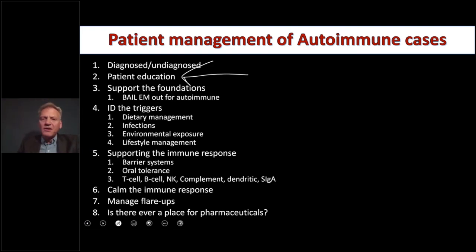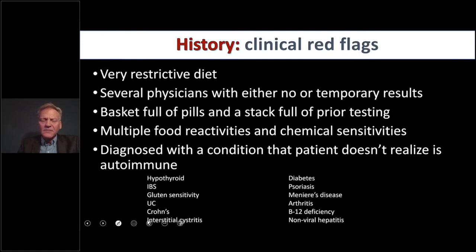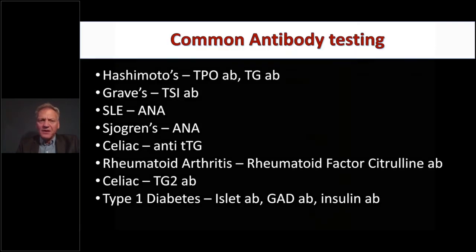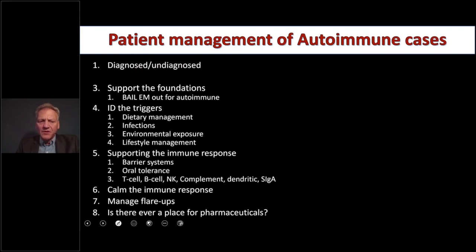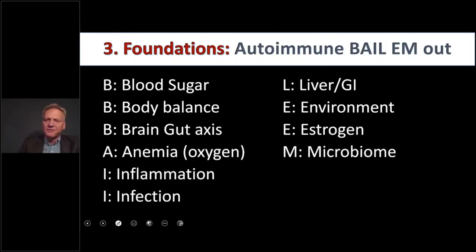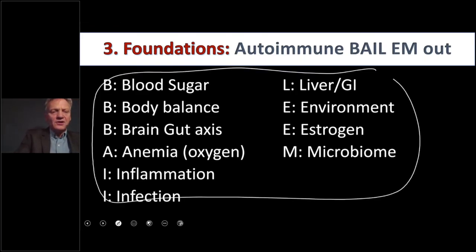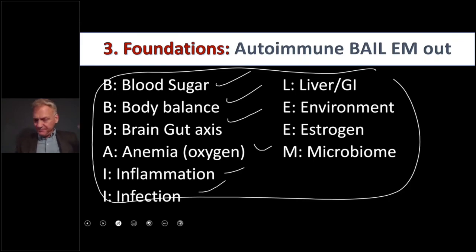All right. So as far as the history, I'm just going to skip through that because we don't have time. Sorry about this. Okay, so foundational. For autoimmune, here's things you have to pay attention to. Blood sugar, get them adjusted chiropractically, get that vagus nerve humming, brain gut axis. Do they have anemia? Are they inflamed? Do they have an infection? Work on the liver, GI, environmentals, estrogen, and microbiome.